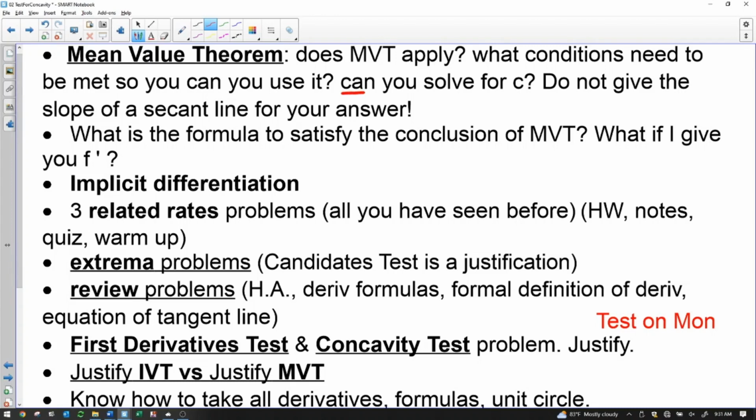The second type of question is I can say solve for C. Do you remember that? That's MVT. What formula do I use to solve for C? F prime of C equals F of B minus F of A over B minus A. Guys, you need to be able to write this without looking at anything else. Once you write that, then you just plug in.